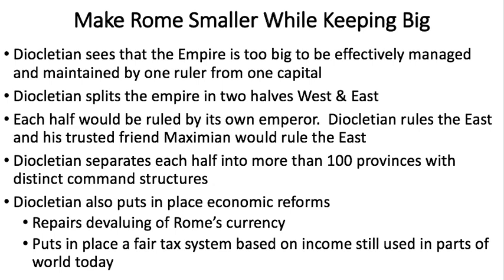And then he takes each half and spreads them out into more than 100 different provinces to have bureaucrats and leaders who are in charge of each area and governing it effectively. And he really tries to, by organizing and splitting things up into smaller parts, make Rome run better. He also puts in place a lot of economic reforms. He tries to fix Rome's devalued currency, so it doesn't become worthless as it was becoming.